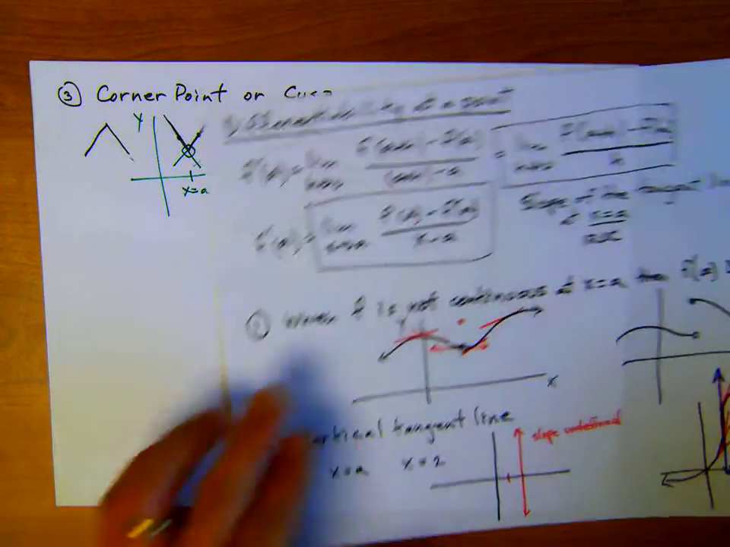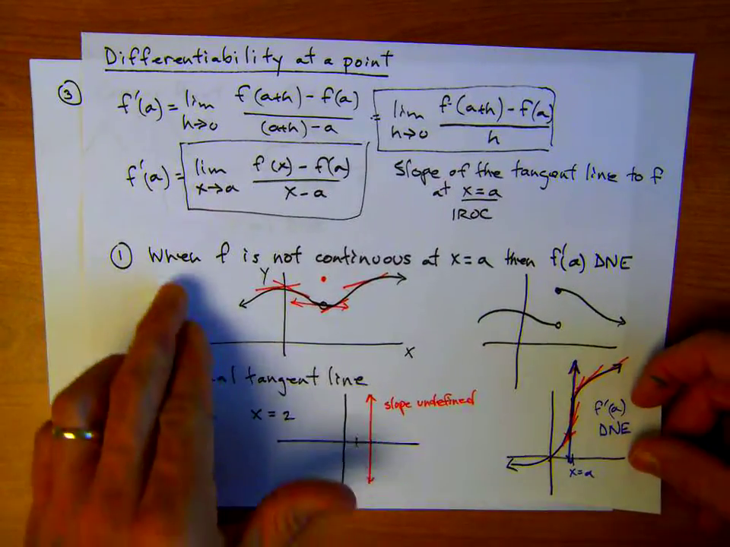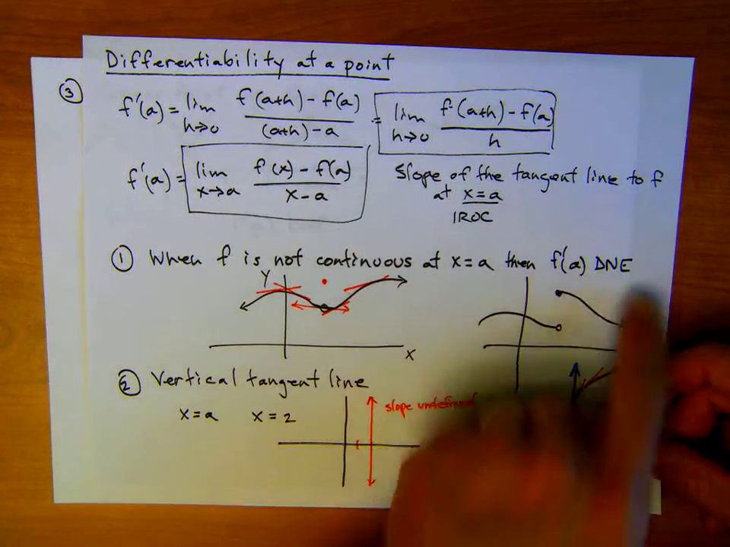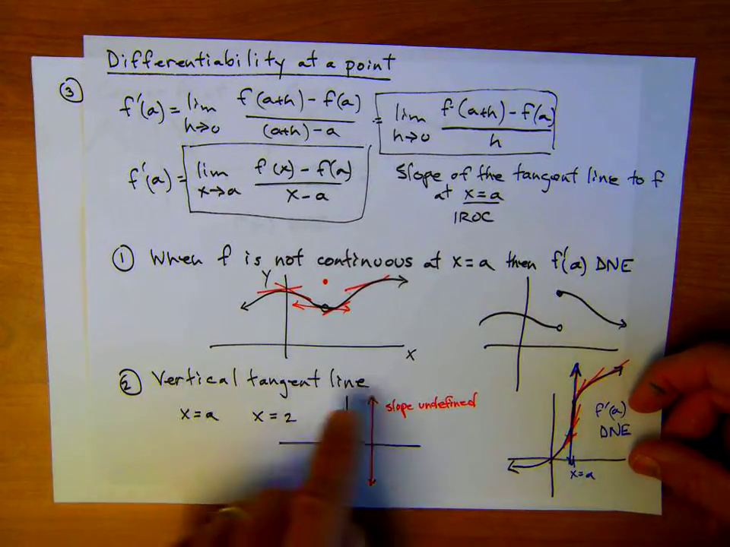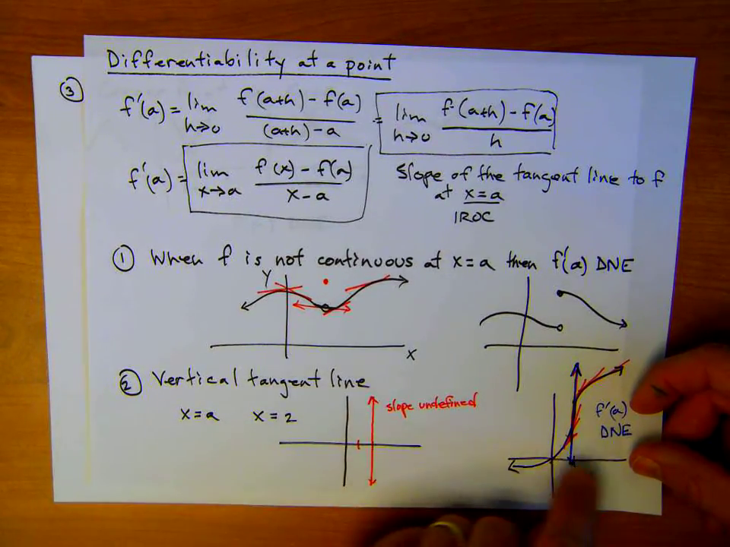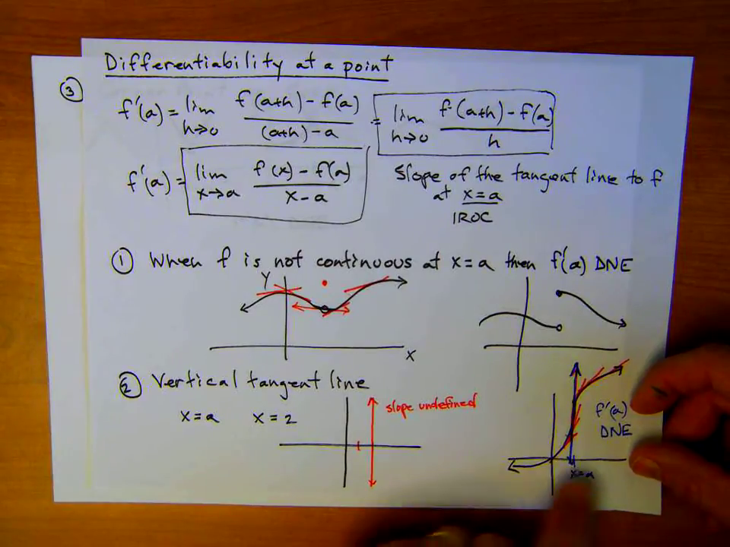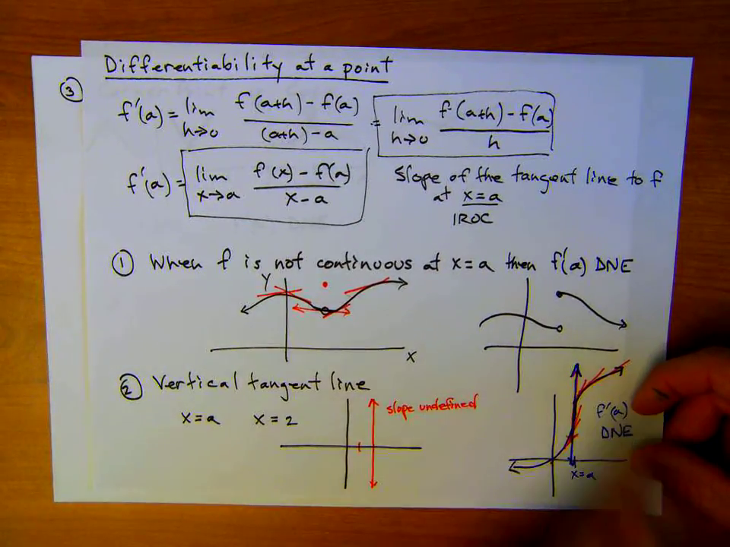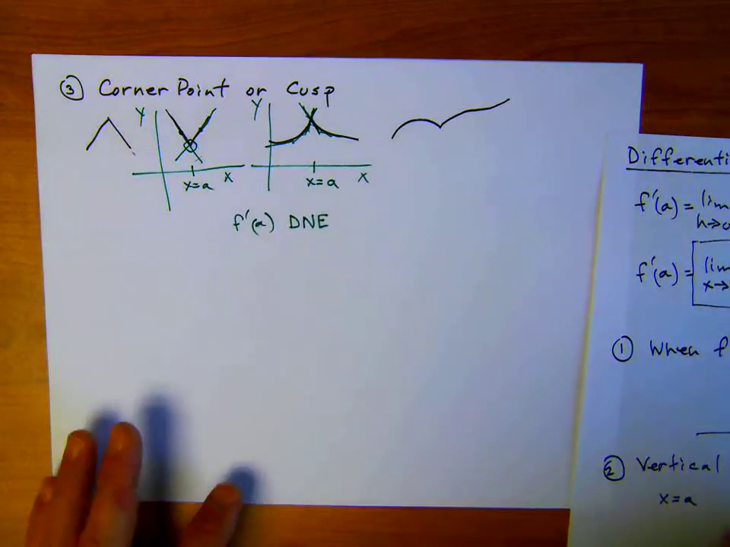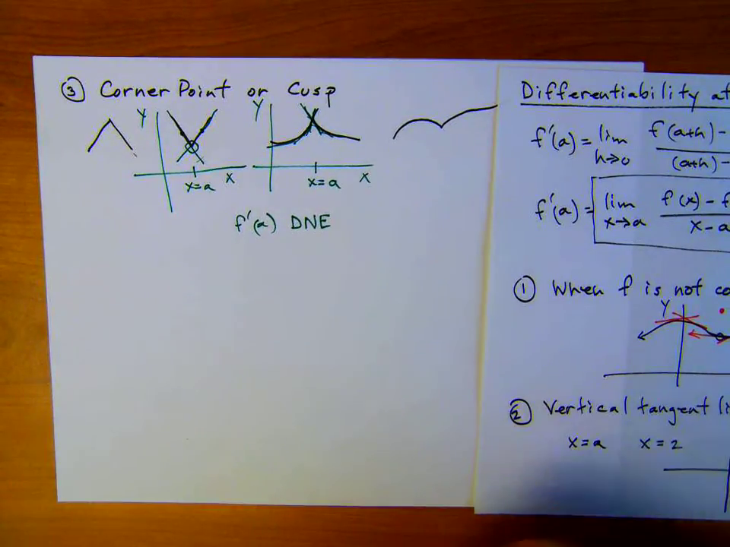So I just want to now give you a couple of examples that we can look at of each of these. So quick review: if f is not continuous, then f prime of a does not exist. If we have a vertical tangent line, then at that point where the tangent line goes vertical, f prime of a doesn't exist. And if we have a corner point or a cusp.